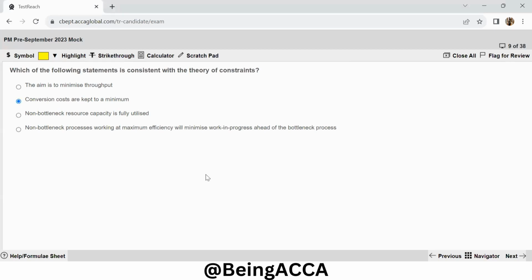Let's move on to why the next two options are incorrect. Non-bottleneck resource capacity is fully utilized. So this is not true. The assumption in the theory of constraints is that we should use the bottleneck resource to the full capacity. There may be idle time in your non-bottleneck resource. So the last statement, non-bottleneck processes working at maximum efficiency will minimize work in progress ahead of the bottleneck process. So this is also wrong, because when you are using your non-bottleneck at maximum capacity, this will mean that your work in progress is being built up rather than being kept to a minimum. So again, this statement is also false.